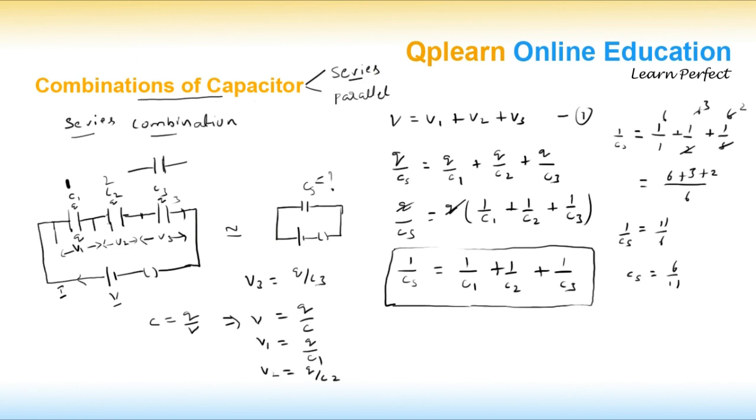So 6 by 11 is the capacitance we have to use as the replacement. 6 by 11 is almost 0.54. So if you use a capacitor of 0.54 microfarad, it should be equal to all of these 3 capacitors. Are you clear?